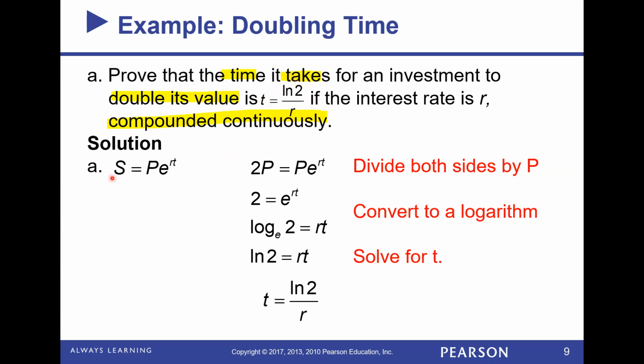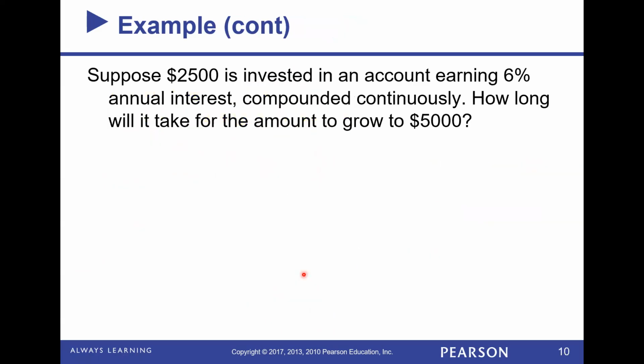But when in doubt, we can always use this formula here and then just do the long route of solving for it. You'll end up getting something similar to this when you simplify it all down. So let's try this out. So let's look also for those keywords here. Suppose you have $2,500. It's invested in an account earning 6% annual interest compounded continuously. Keyword. How long will it take the amount to grow to 5,000?